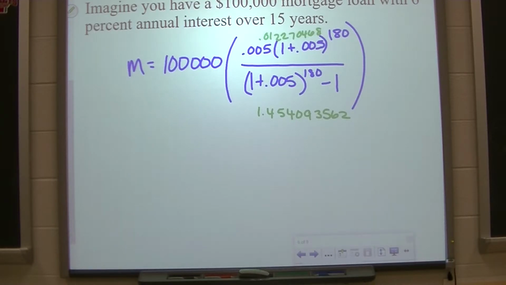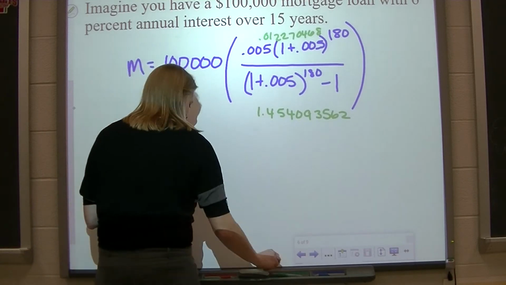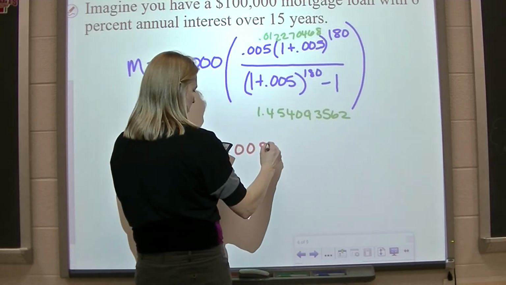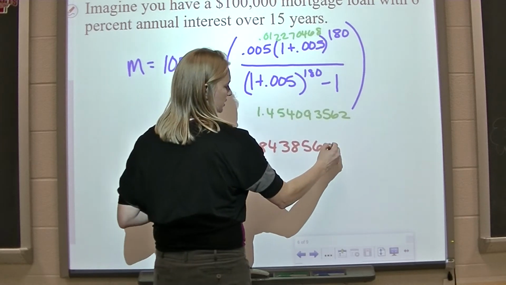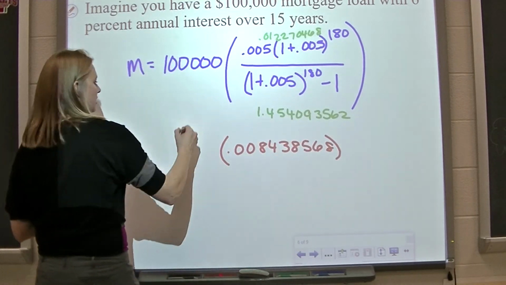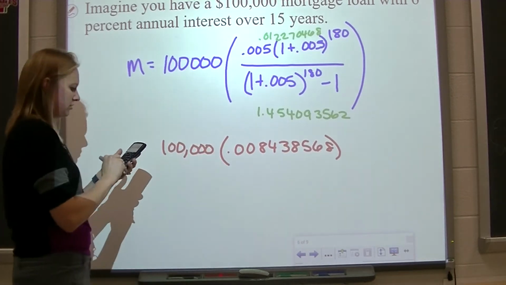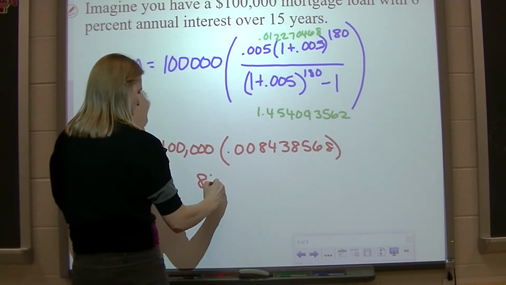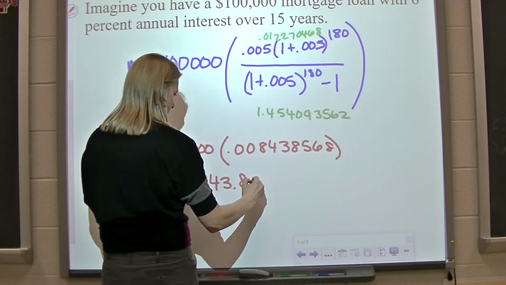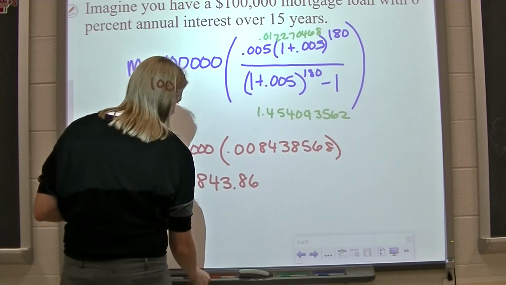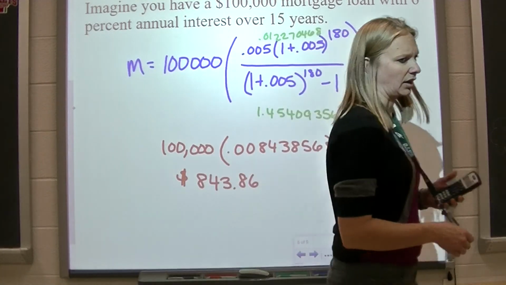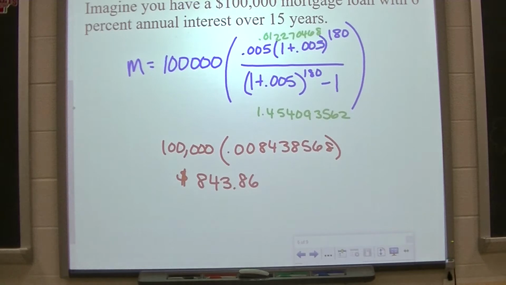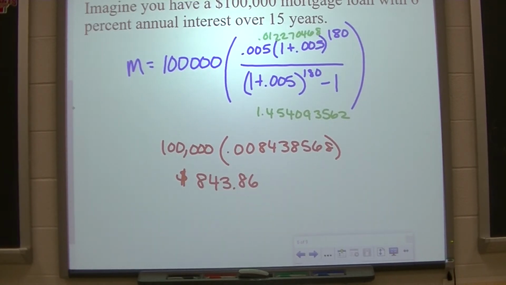So we take that and divide those two values: 0.012270468 divided by my answer. And I get 0.008438568. But I need to take that times 100,000, which is $843.86. Which, yeah, seems like quite a bit of money.